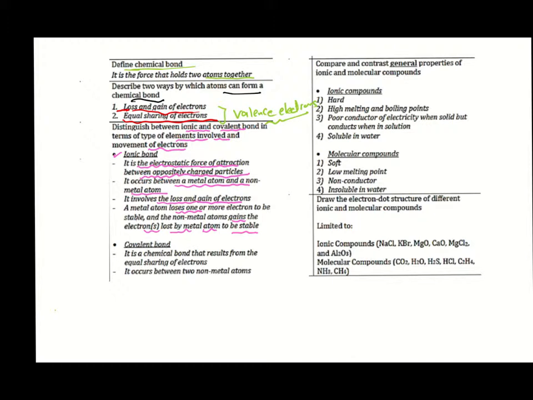On the other hand, covalent bond is a chemical bond which results from equal sharing of electrons. It occurs between two non-metal atoms.